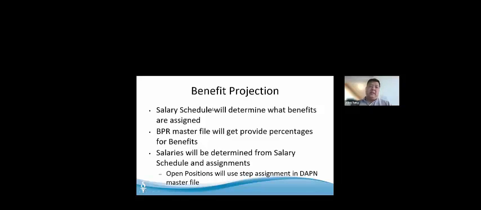Okay. So if you're not really familiar with how the benefit projection works, I just put this slide in here. Like in the salary schedule, you determine what the benefits are for whoever is assigned to that salary schedule. So there's a benefits tab, and you check off what benefits should go to that employee if they are part of that salary schedule. The BPR master file, which is the benefits master file, is where you will list all the benefits, such as STRS, PERS, health and welfare, and put the percentages in there. And those percentages are basically what we use in the calculations for the benefit projection report.